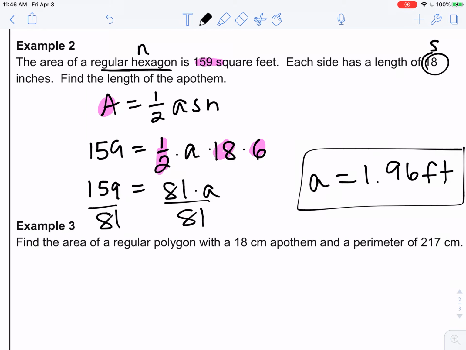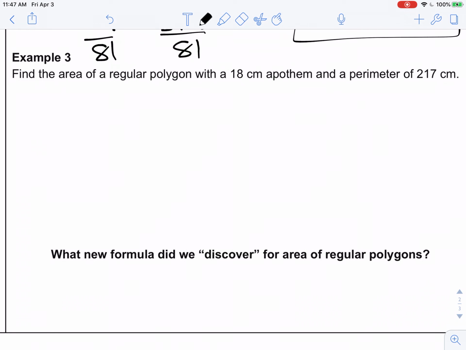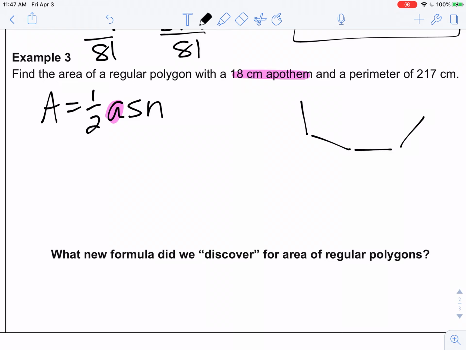Cruising along then. If I want to find the area of a regular polygon with an 18 centimeter apothem and a perimeter of 217 centimeters, you'll notice that the apothem is what's given, but I don't know the length of each side and I don't know my number of sides. So I have some sort of figure. I don't know how many sides I have. I know that all of them are congruent, but if I add up all of my sides, I'm going to have a perimeter of 217. So my perimeter is 217.